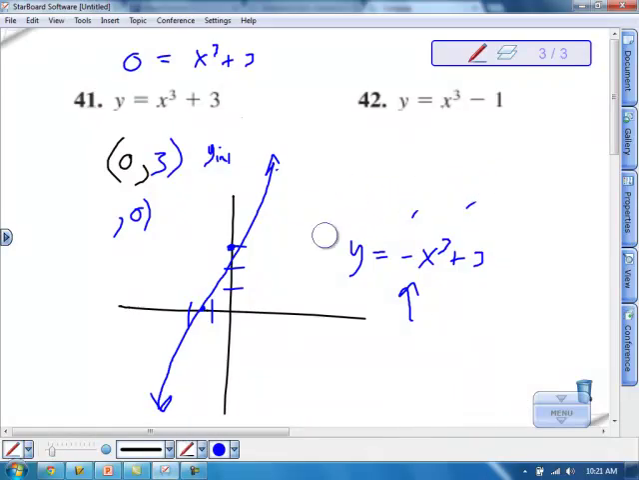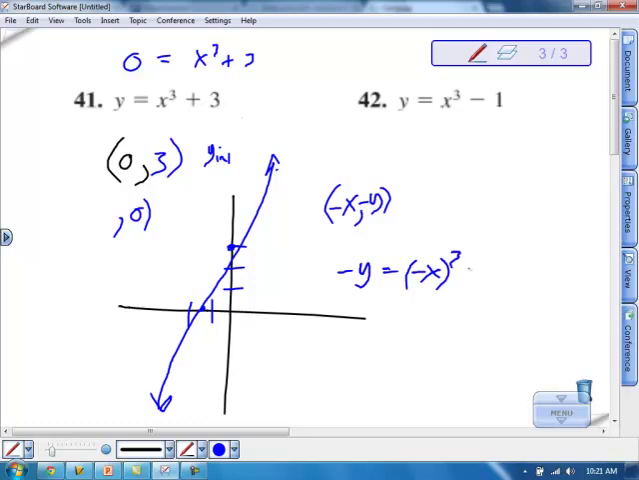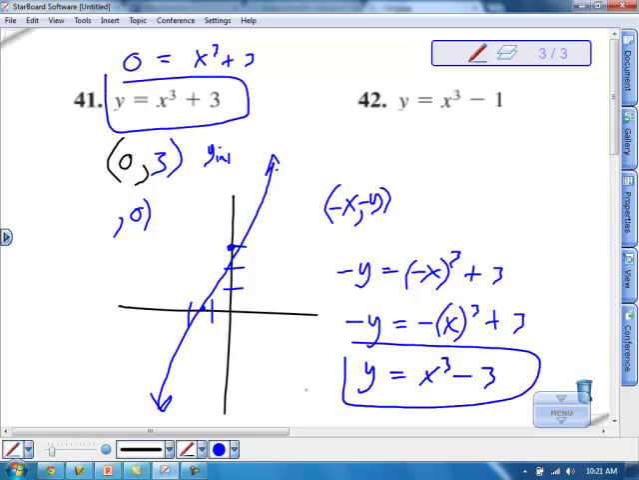The other thing I want to do is test to see if it's symmetrical about the origin. So I'm going to replace x with negative x and y with negative y. I'm going to have negative y equals negative x cubed plus 3. Now let's see if that gives me the same equation. I can pull out that negative because negative 1 cubed is still negative 1. All right, now I'm going to multiply through by a negative, and this gives me y equals x cubed minus 3. This is not the same as this. Therefore, it's not rotationally symmetric.